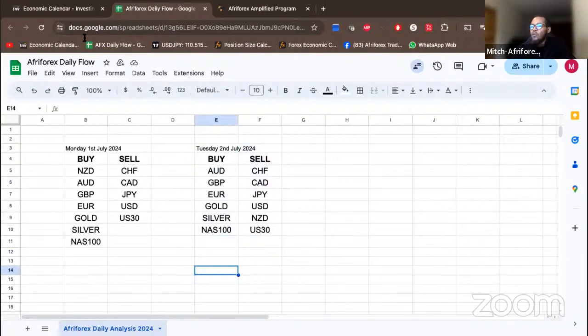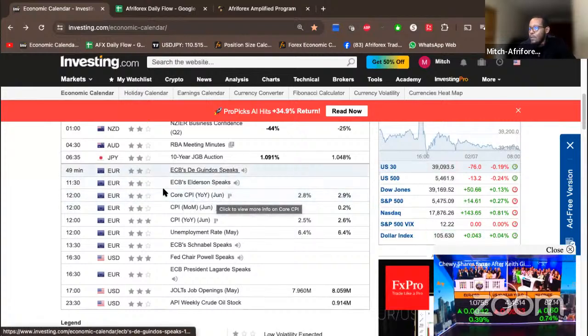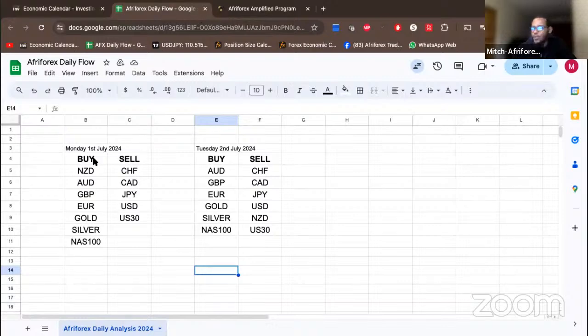So you can take a note of that. Remember, we do have a lot of Euro fundamentals coming out today, mainly at 12 o'clock. That's when the actual data is coming out, but we do have a number of speeches also in between. So just take note, if you're in on any Euro trade, make sure that you manage your trade within those particular times.